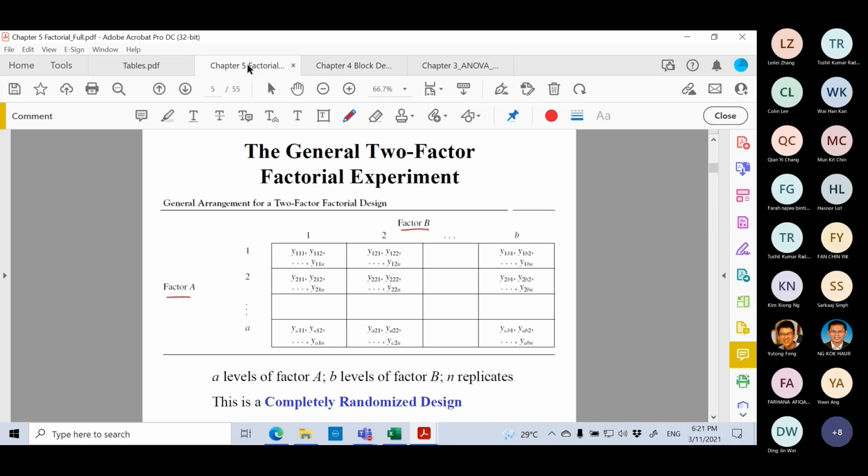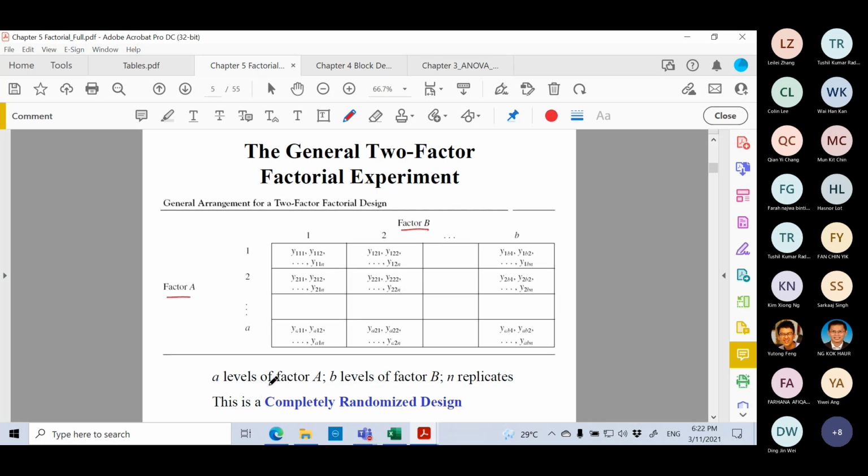But in the factorial design, both of them are your interest of the study, where we want to study 2 factors at the same time. So we have the factor B, with level 1 until b levels. For each combination, factor A at level 1 and factor B at level 1, we repeat it n times, or n replicates. So we have the subscripts 111, 112, until 11n. N refers to the number of replications.